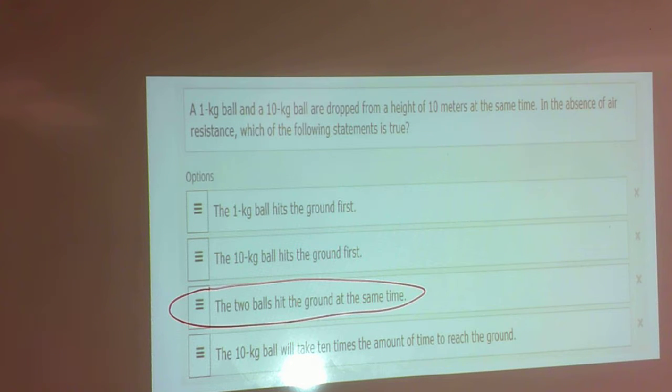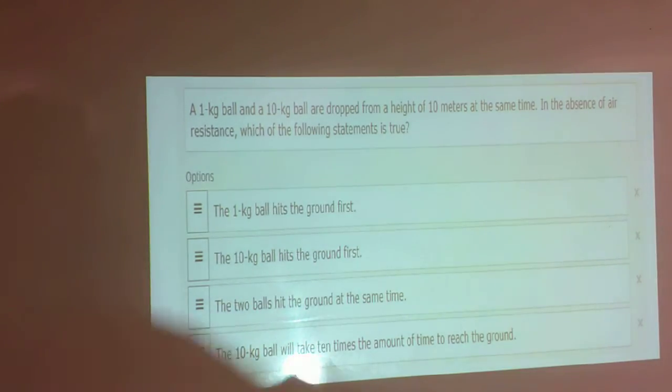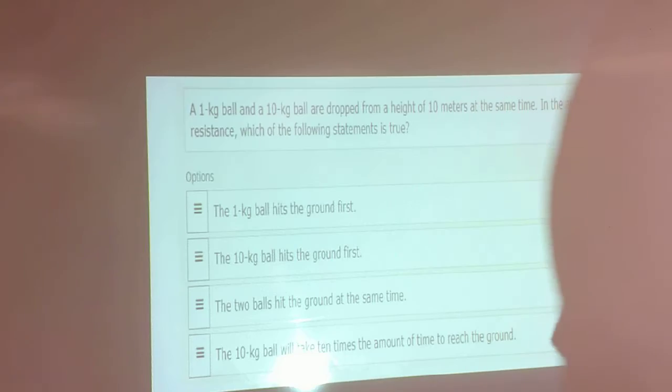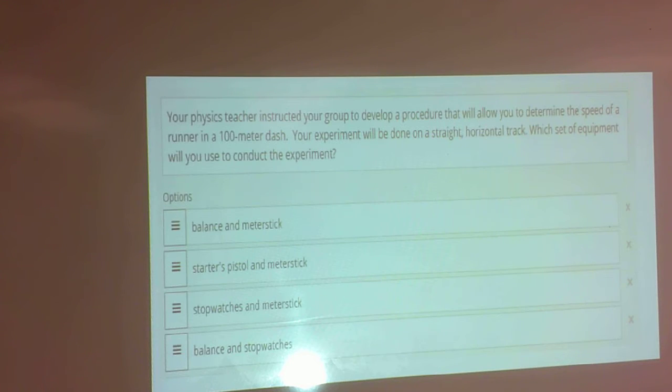That is just one of those little things about physics. And again, it's the absence of air resistance, which in a lot of cases is going to be how your questions are worded. Absence of air resistance, because you're adding different variables to it.